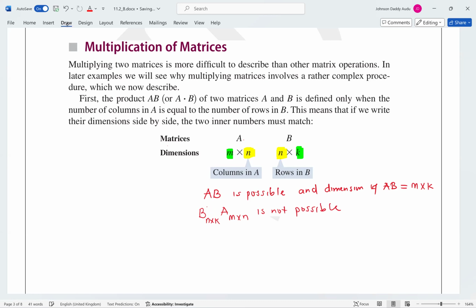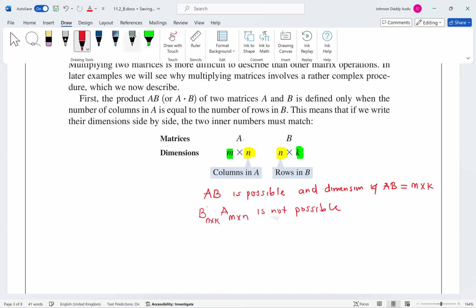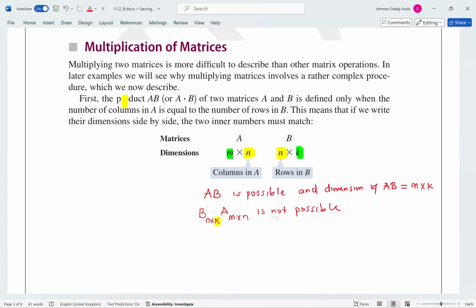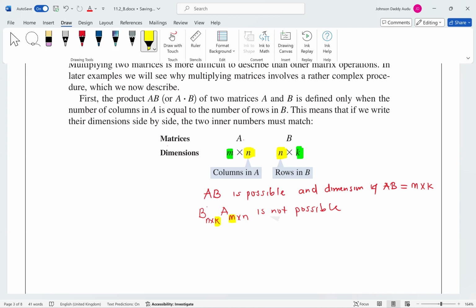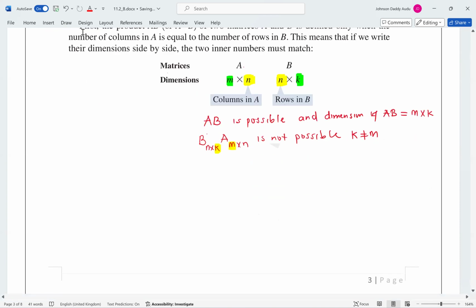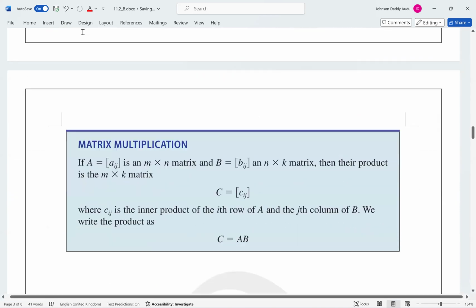This is not possible, and why it's not possible is because of this one here. You see here, the column here is K, and the row here is M. So it's not possible simply because our K is not equal to M. Right. So let's see a specific example on how to do that.